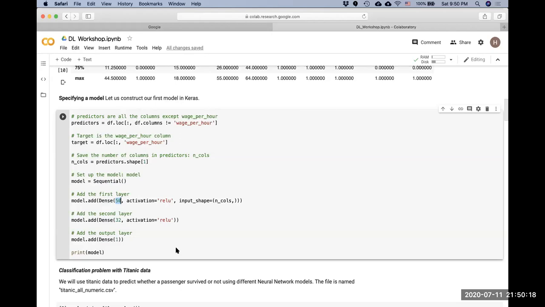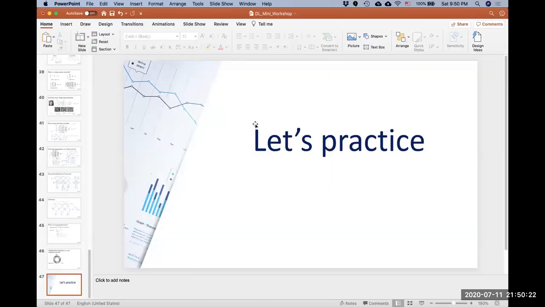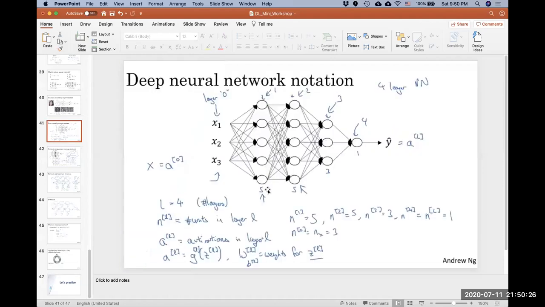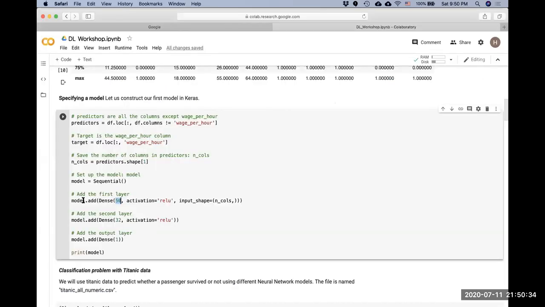So let me just go back to here. Here is the first layer, for example. And these are the units, 1, 2, 3, 4, 5 in this example, okay? So this is what I'm doing. I'm doing the first layer, and I want to have 50 neurons inside that layer.